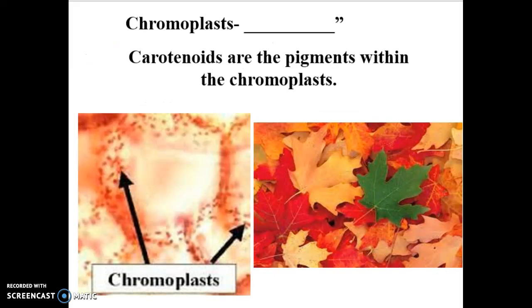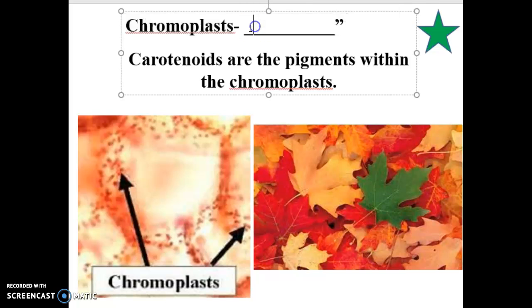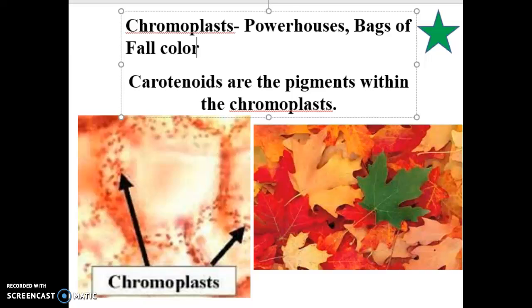All right, the next one, chromoplasts. Pow, let's give that a green star. In this example, this comparison, plant specific. Chromoplasts are also powerhouses. These guys are known as the bags of fall colors. All right, so when you see reds and greens and yellows and oranges, those are the chromoplasts.